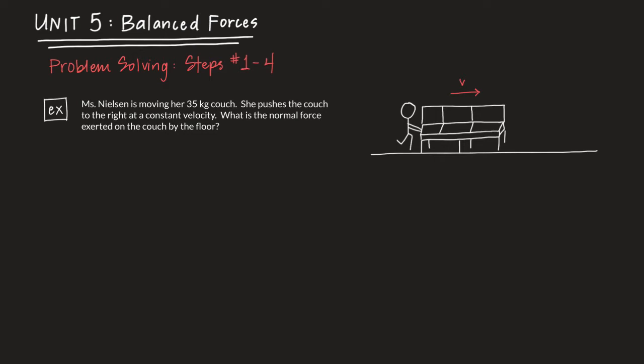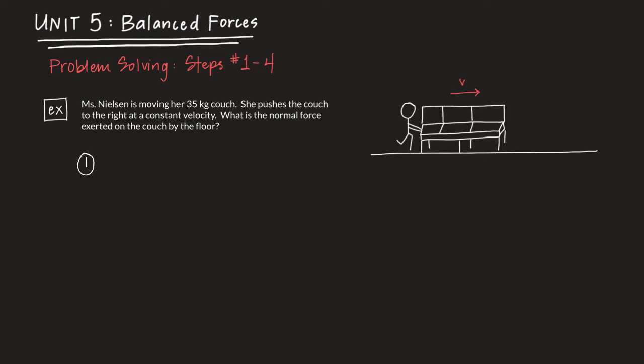So here's my picture of me pushing a couch to the right at a constant velocity. So my velocity is pointing to the right. This doesn't really count as my picture for the problem. It's just my visual representation to help you think about the problem. So we're going to walk through the first few steps of the problem solving process. We're going to start with drawing a picture.